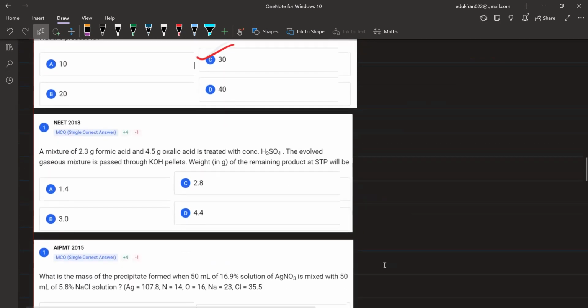Do this one. A mixture of 2.3 gram of formic acid and 4.5 gram of oxalic acid is treated with concentrated H2SO4. The evolved gaseous mixture is passed through KOH pellets. The weight in gram of the remaining product at STP will be how much? So this is basically a question on both. If you are not able to recall the chemical reactions.